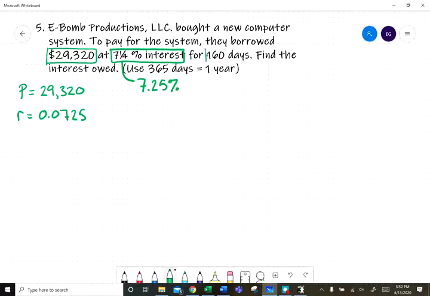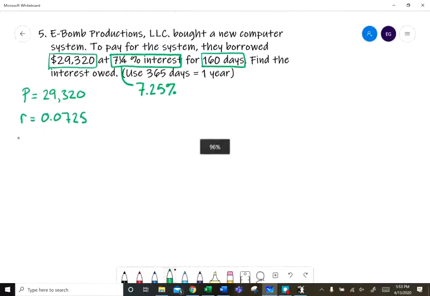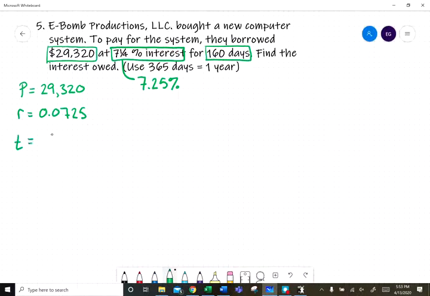And they borrowed this money for 160 days. Okay, in the first video, the first two problems, time was given in terms of years. And then problems 3 and 4 in the previous video, time was given in terms of months. So we had to divide by 12 because there's 12 months in a year. Using that same approach, we have to divide by 365 because there's 365 days in a year. So the time is 160 out of the 365 days in the year, or 160 over 365.